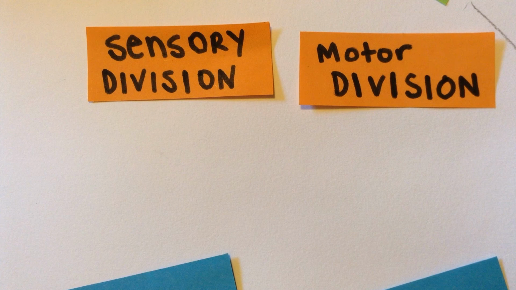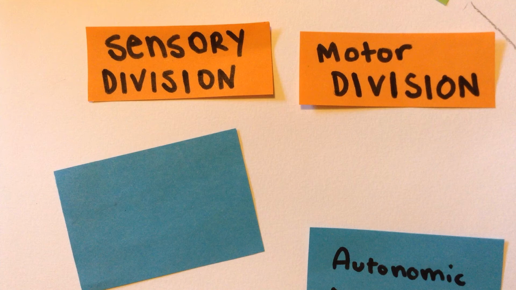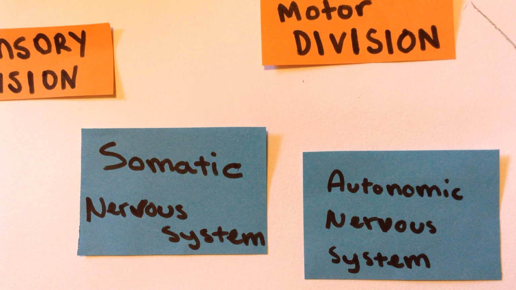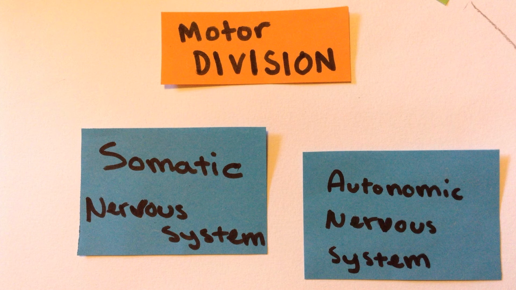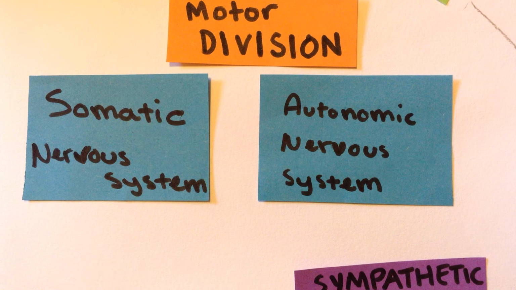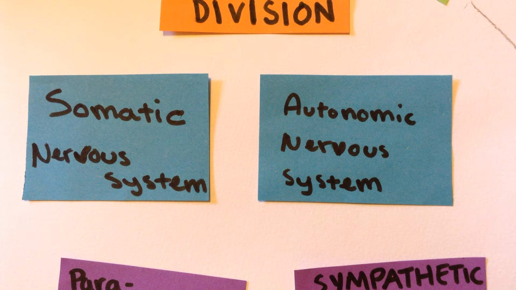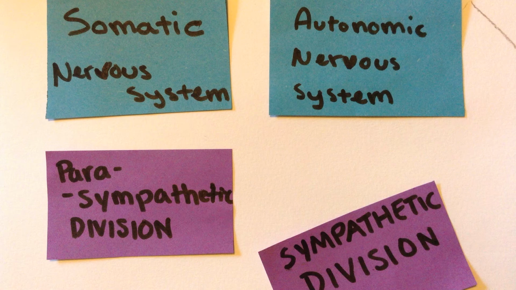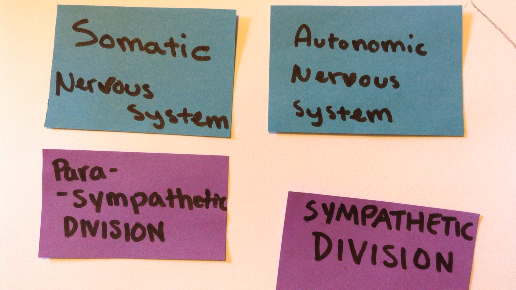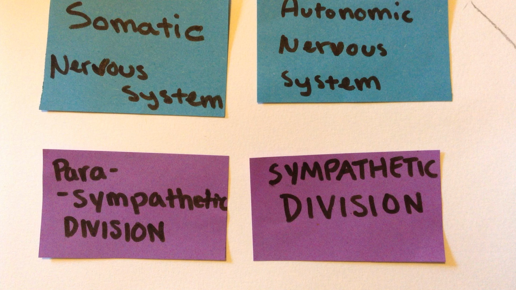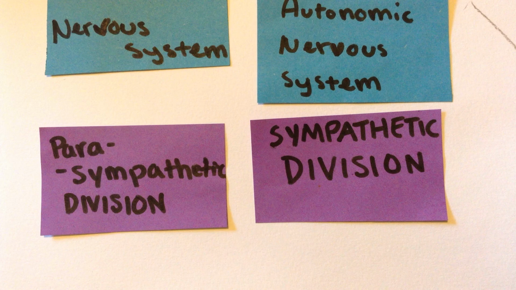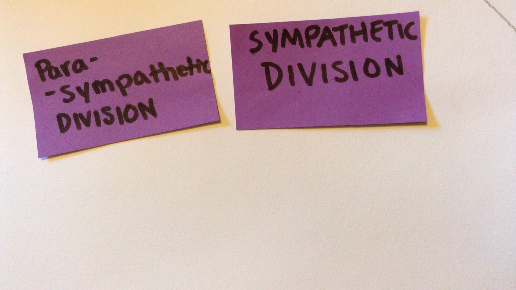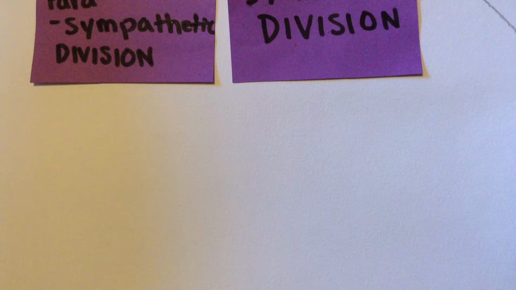Now, the motor division consists of two other groups, the somatic nervous system and the autonomic nervous system. The somatic nervous system is voluntary, which rules your skeletal muscle movement, while the autonomic nervous system is involuntary, so it keeps your lungs breathing and your stomach churning. Finally, the autonomic nervous system consists of its own complementary forces, the sympathetic and parasympathetic divisions. The sympathetic division mobilizes the body into action, whereas the parasympathetic division relaxes the body.